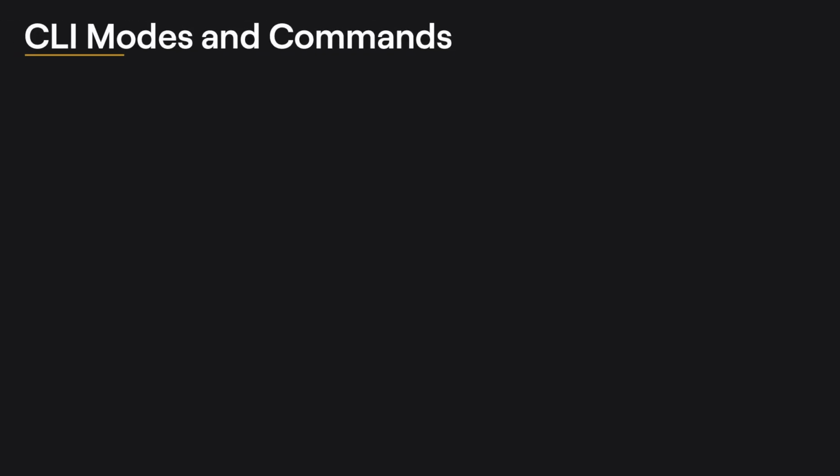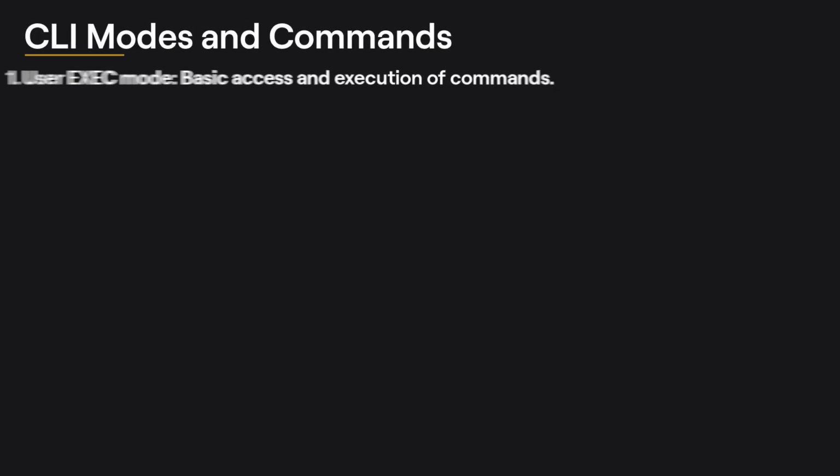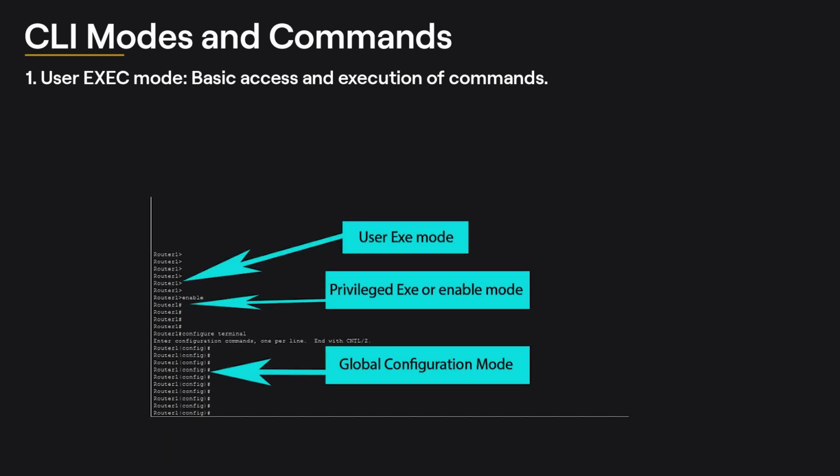So, to recap what we've done. 1. User exec mode, router. Imagine you are standing outside a router, and you see a sign that says router. This is the user exec mode, which is the starting point for interacting with the router. It provides basic access and allows you to execute basic commands.